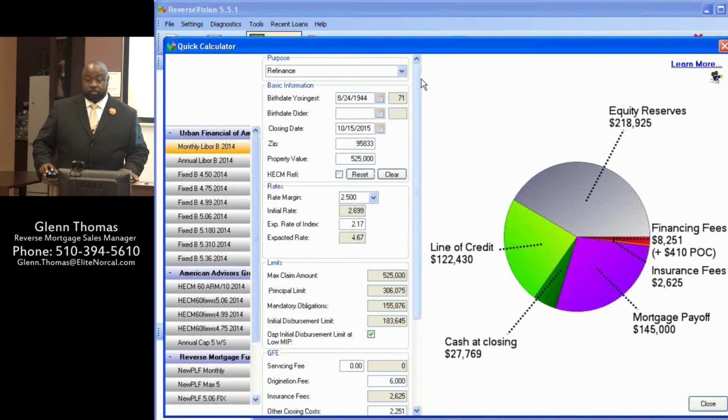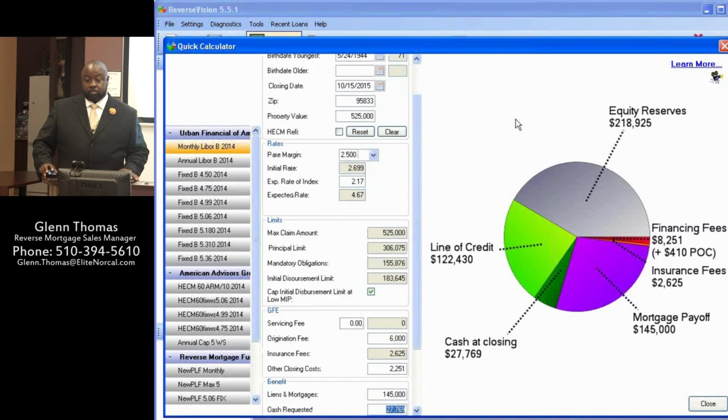I have a question. So what happens to the equity in the reverse mortgage? The equity reserves, does that stay there? That's just there. That's your equity. The interest is going to eat this away. So this is what guarantees you don't have to make a payment, because you've got equity in there.